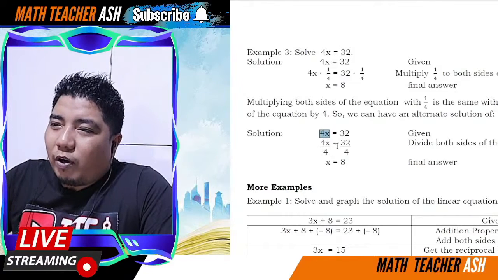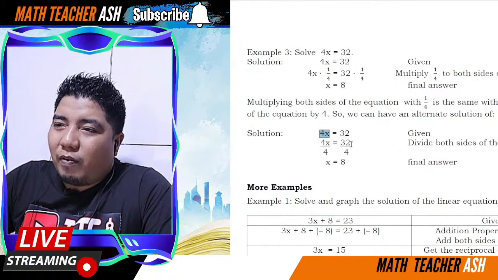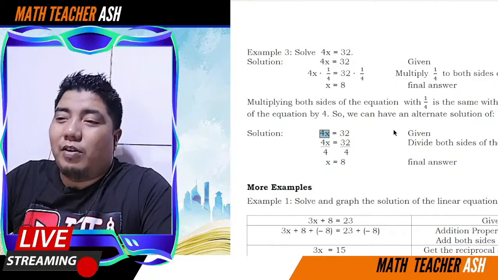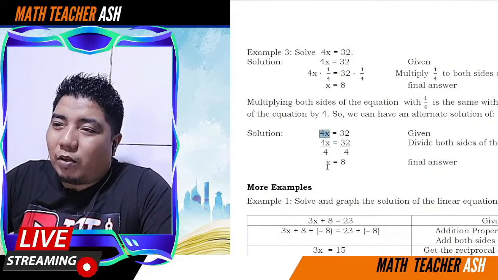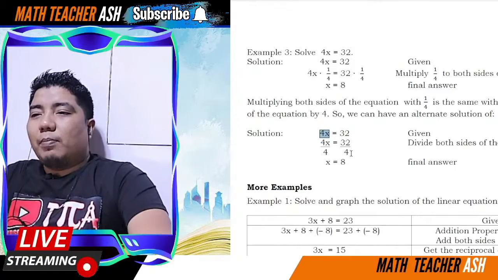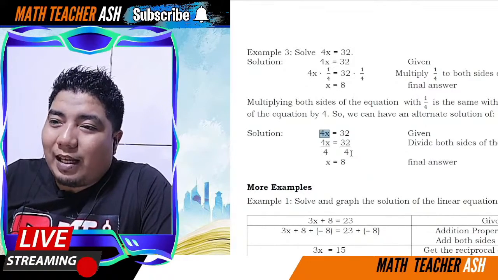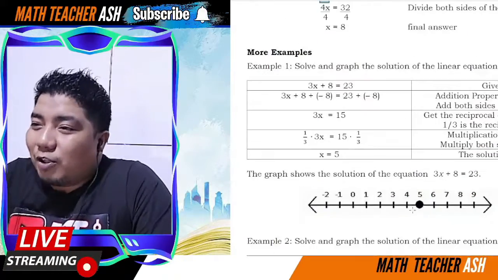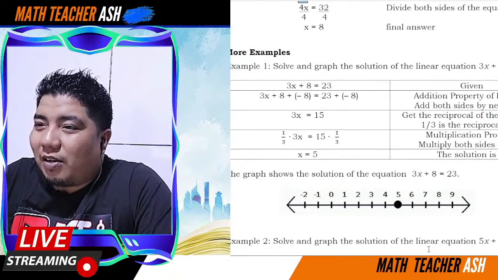So, since 4x is here, you just divide it by 4. You divide both sides by 4. What you do on the left, you do on the right. Alright? So, this will cancel. Only x will be left. 32 divided by 4, and the answer for that is 8. And they are just the same. Okay. So, more examples of that one is here.